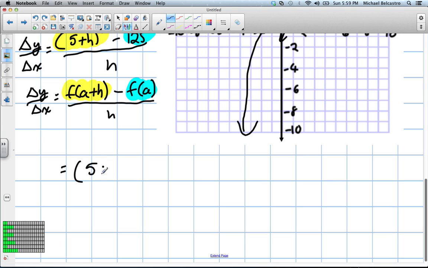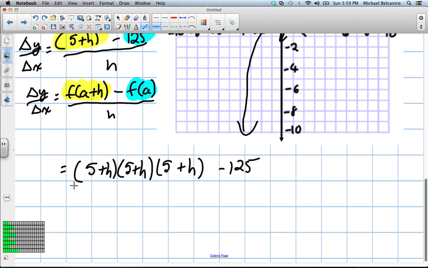To simplify it, we have 5 plus h times 5 plus h times 5 plus h. It's a cubed function. That's a bit annoying. Minus 125. Oh, we might have to factor this using cubes. This could take a while. We'll expand. Okay. When we go to solve this, we do one bracket at a time.